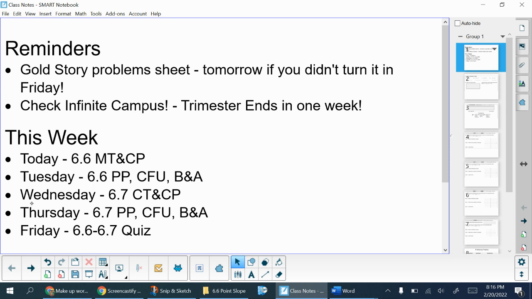Down here, you've got what we're doing the rest of the trimester. Today and tomorrow, we're working on section 6.6. Wednesday and Thursday, we're working on 6.7. And then on Friday, we're taking a short quiz over those two topics, not even the other stuff with them. I believe the plan right now is that it will be a Canvas quiz, but we'll see how that goes.